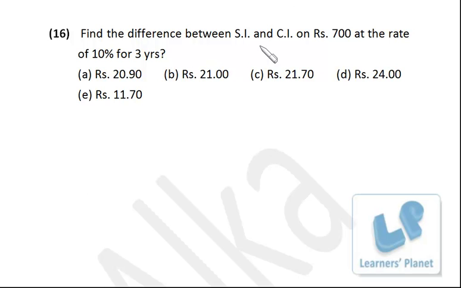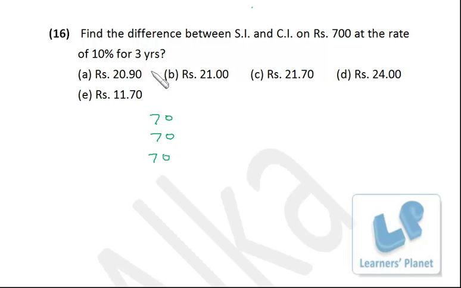Find the difference between SI and CI on rupees 700 at the rate of 10% for 3 years. Now you can go either way, either you use the formula or you can do it directly, right? See, SI will be what? 70 rupees per annum, right? So 70, 70, 70, right? So 210 will be the simple interest.